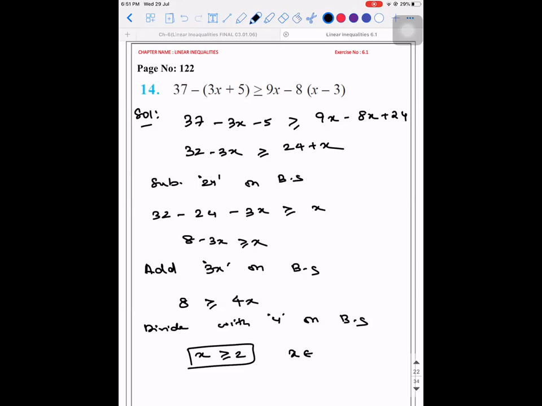Sir, 2 will be greater than or equal to x, no, sir? X is less than or equal to 2. So x belongs to minus infinity to 2. Done.